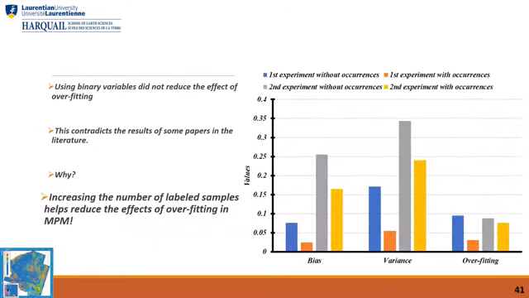And when we measure the overfitting of different models, what we can understand is that the model that uses both mineral deposits and occurrences is the most effective one, because for sure it has the minimum value of bias, variance, and overfitting. And the model that uses only binary variables didn't work really well in this study. So what we can understand here is that increasing the number of labeled samples can really help reduce the effects of overfitting in mineral potential mapping.